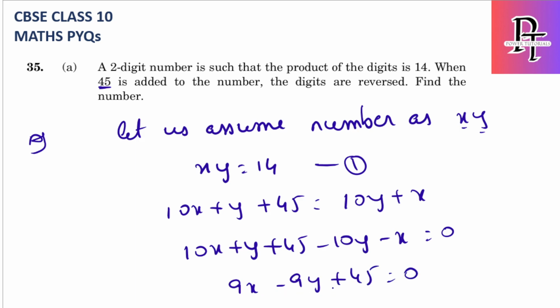So if you can see here, you can easily divide by 9. So this equation directly becomes x minus y plus 5 is equal to 0. This is equation 2. Okay, so now let's substitute. You can write y or x. I will just substitute x. From here I can see x is equal to y minus 5. Substitute this value in the first equation.